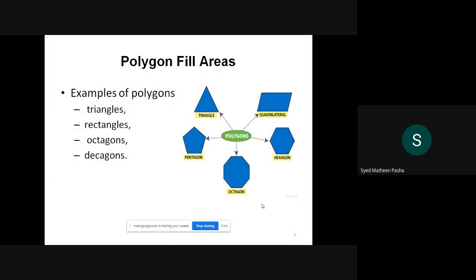Then some examples of polygons: triangles, rectangles, octagons, and decagons, where you can see there is a loop between each and every edge of the particular object. Suppose a triangle, I can see a loop here. If I consider a hexagon, I can find a loop. If there is a breakage of the loop, I cannot consider it as a polygon. So these are some examples of polygons.